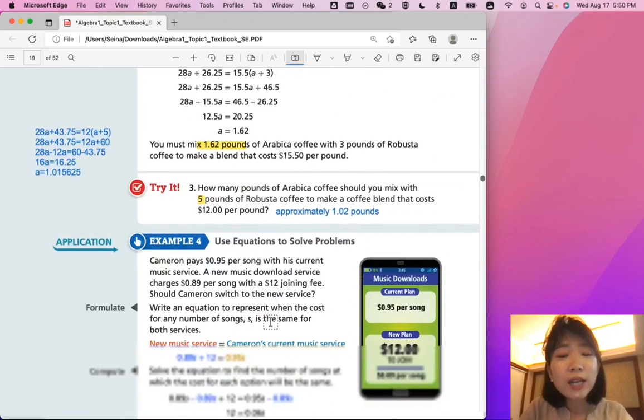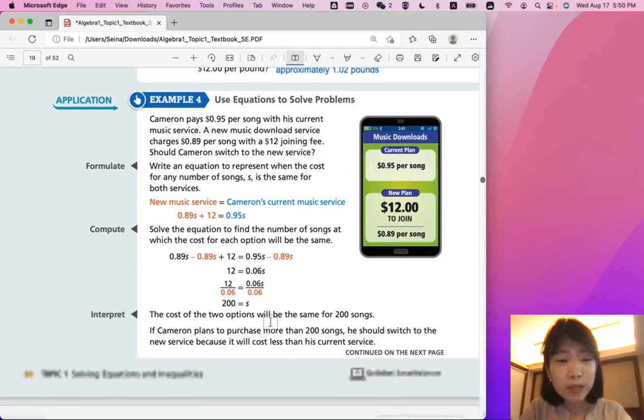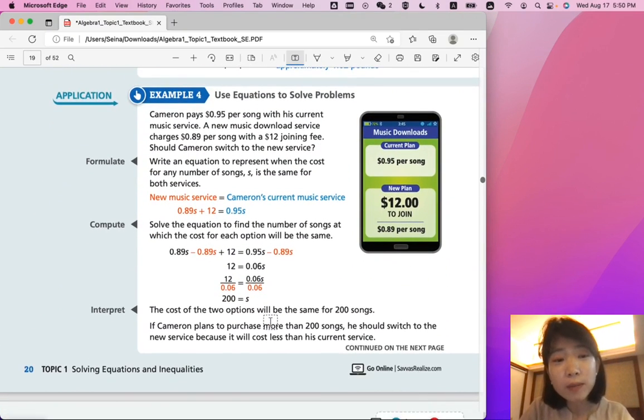Good. Let's look at our last example, example 4. Use equations to solve problems. Cameron pays $0.95 per song with his current music service. A new music download service charges $0.89 per song with a $12 joining fee. Should Cameron switch to the new service? Write an equation to represent when the cost for any number of songs S, the variable S represents the any number of songs, is the same for both services.